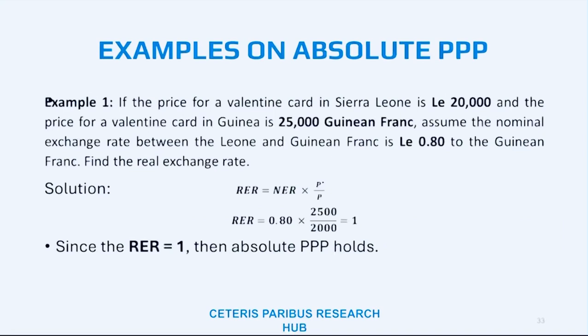then the nominal exchange rate should be quoted in terms of what the leone is. If the leone is serving as the domestic currency, so assume the leone is serving as domestic in this case, then we can use P star over P. So if you plug in all the values, the real exchange rate will be equivalent to 1. So in this case, absolute PPP holds.